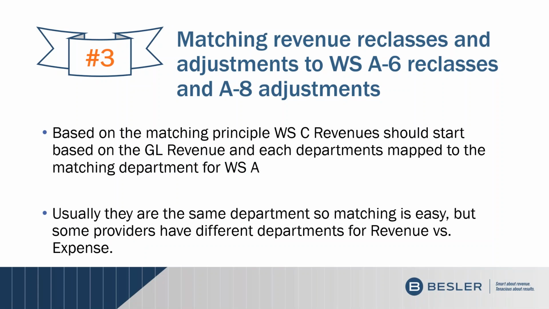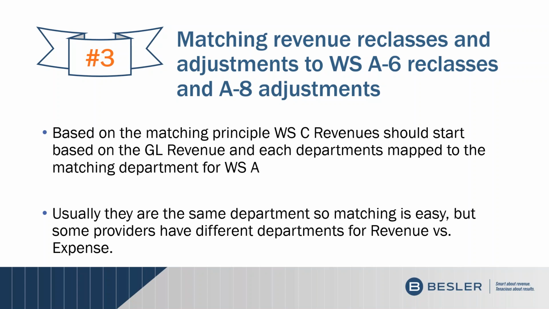So our third topic is talking about matching our revenue and our adjustments to the A6 reclasses to our revenue. So one of the things that you want to pay attention to on the matching principle is our Worksheet C revenues should start based on the GL, because that way our revenues match our expenses. And it should be grouped by department so that they match. For the most part, that's pretty straightforward for most facilities.